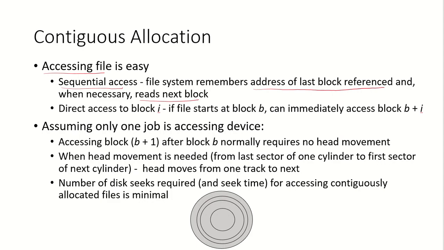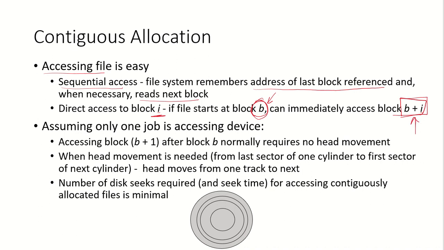Now the direct access to block I. If a file starts at block B, then the address of block I of that particular file is also known, because you add I to the starting address and then you can immediately access block B plus I. So the address can immediately be worked out if the starting address is known, and that particular block can be accessed.